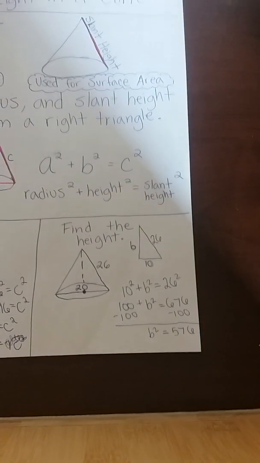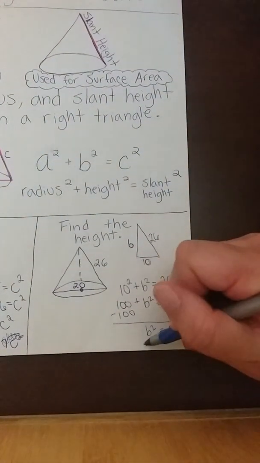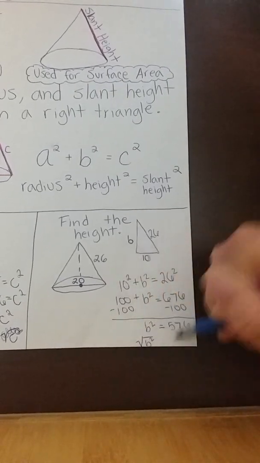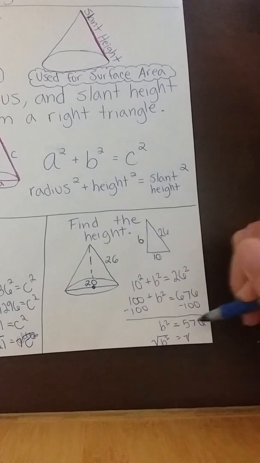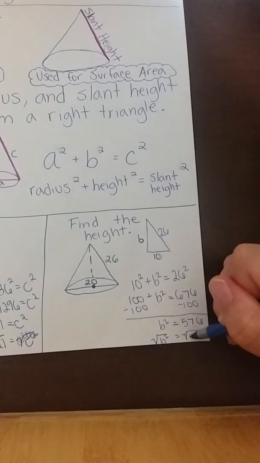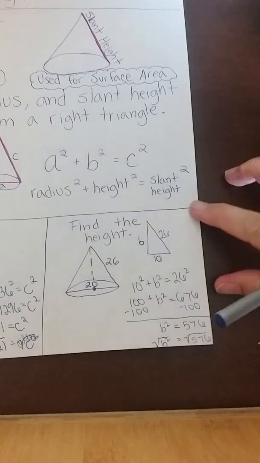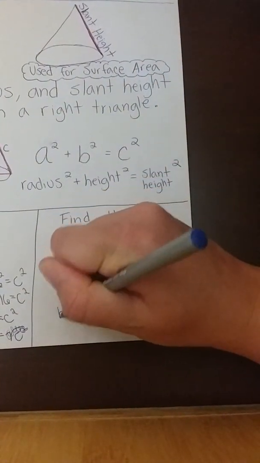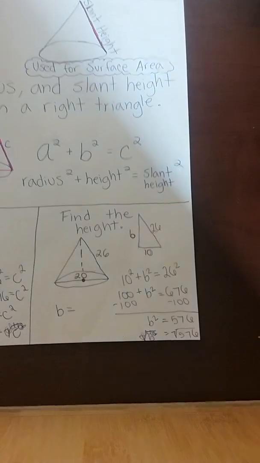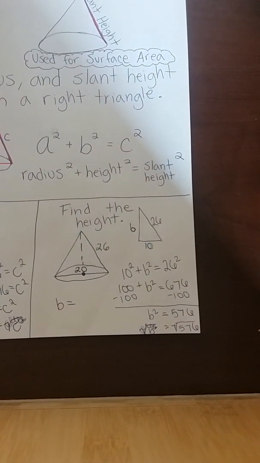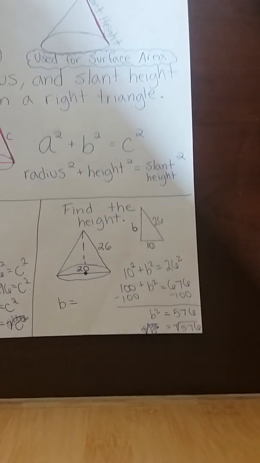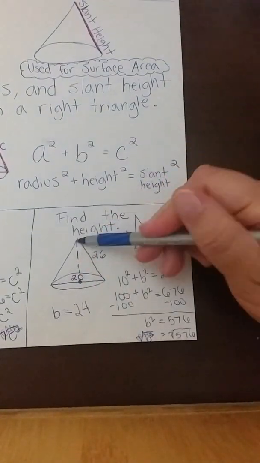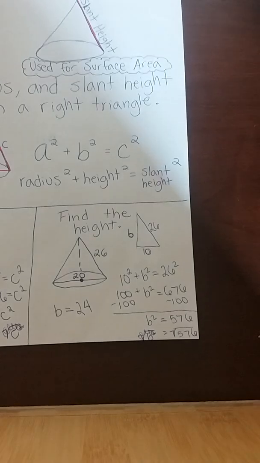To undo squared, I do square root. So I'm going to square root both sides. I'm going to square root b squared, and I'm going to square root 576. Square root of b squared will cross off and just leave me with b. The square root of 576 is 24. So I have b equals 24, which means my height is 24.